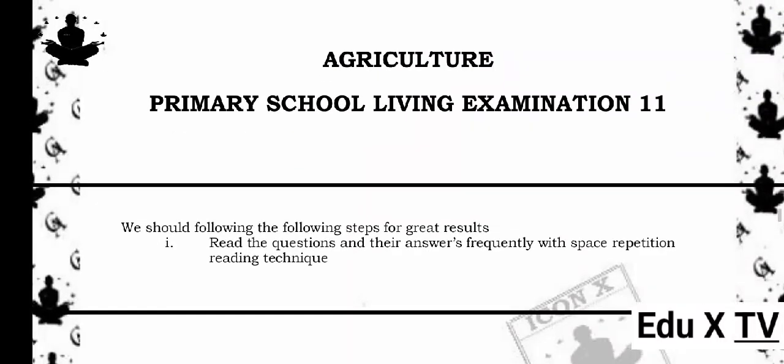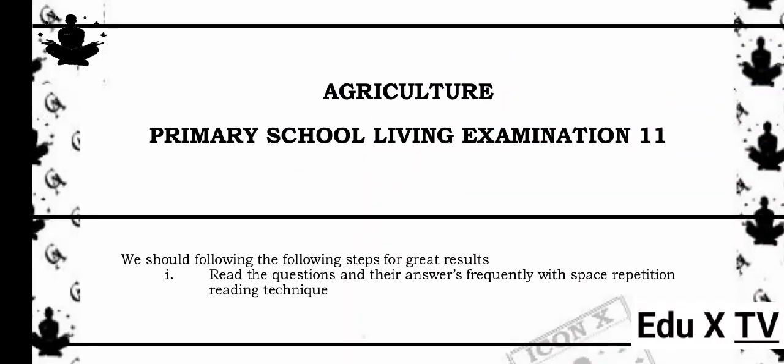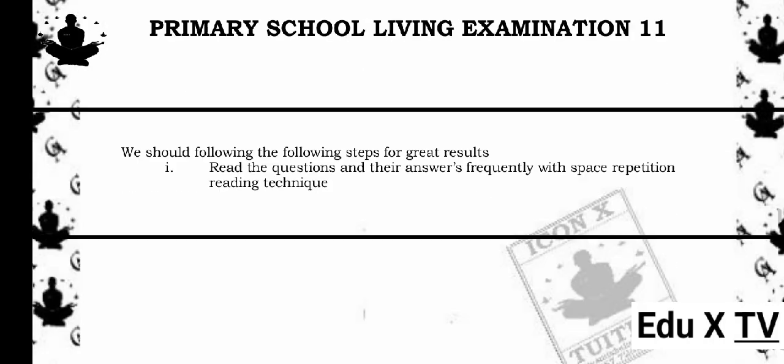Agriculture. Primary School Living Examination 11. We should follow the following steps for great results. Number 1. Read the questions and their answers frequently with space repetition reading technique.